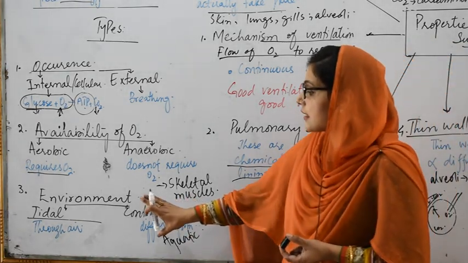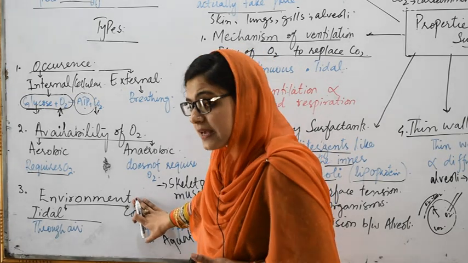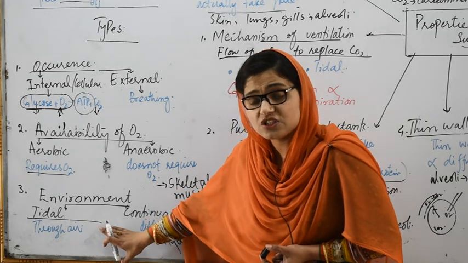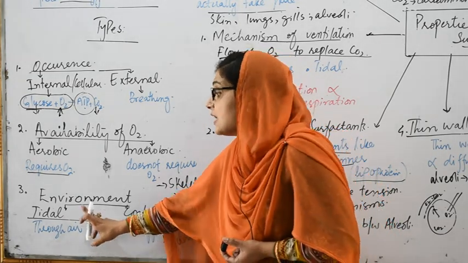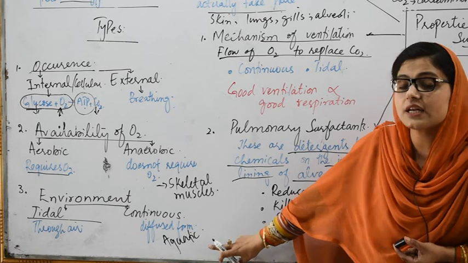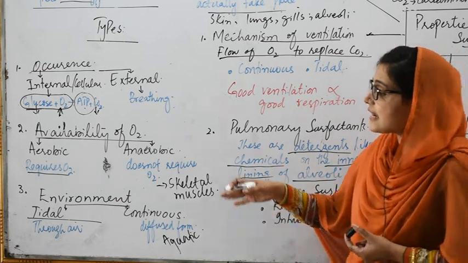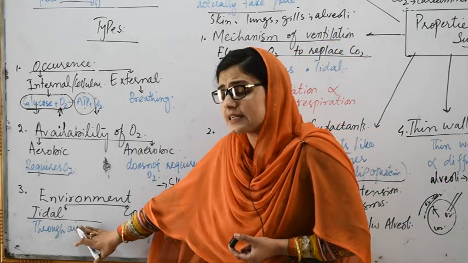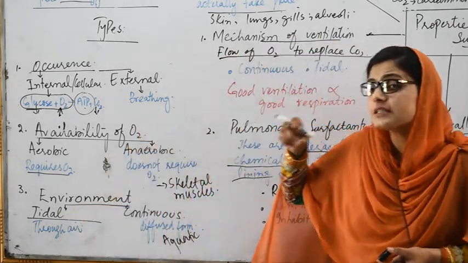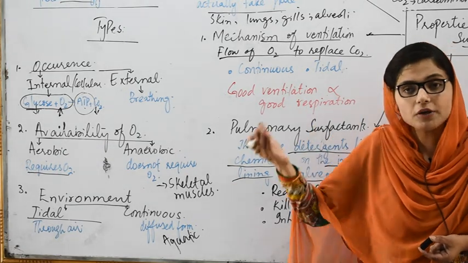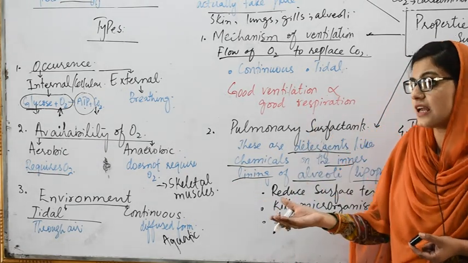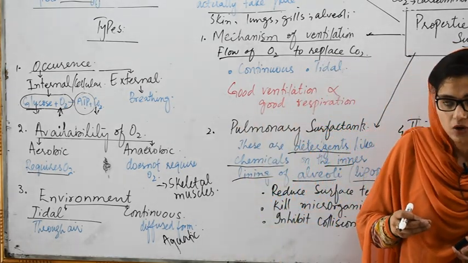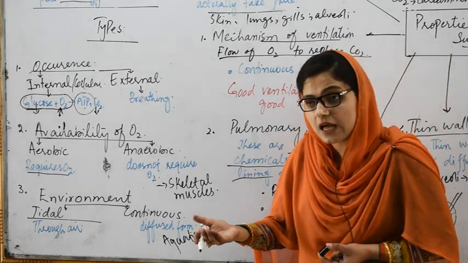Okay, then comes the types based on the environment. So based on environment, we have two types of external respiration, actually, the tidal external respiration and continuous. Okay, if we need air and to replace the gases or to exchange the gases, then it is called tidal. But if the organism is in an aquatic environment and could not breathe or could not exchange the air, then it needs to take in diffused oxygen and release diffused carbon dioxide.